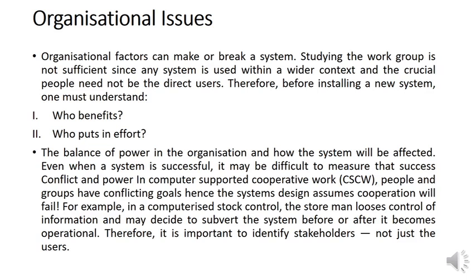The balance of power in an organization and how the system will be affected. Even when the system is successful, it may be difficult to measure that success. Conflict and power in computer supported cooperative work: people and groups have conflicting goals. Hence, a system design that assumes cooperation will fail.